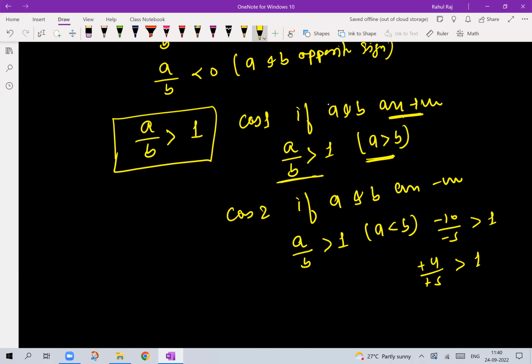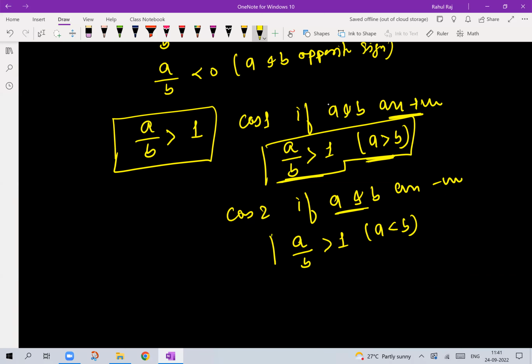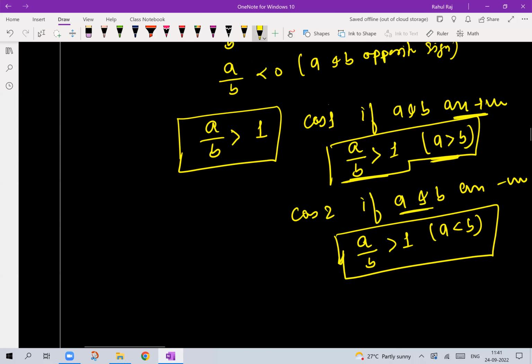For a value to be greater than 1, in case A and B are positive, numerator should be greater than denominator. For A over B to be greater than 1, in case A and B are negative, my numerator should be less than denominator, because in negative numbers, higher the magnitude, lesser the value. Simple logic. Is this very clear? Any doubt? Anybody? Shaurya, is this clear? Yeah, Rahul.